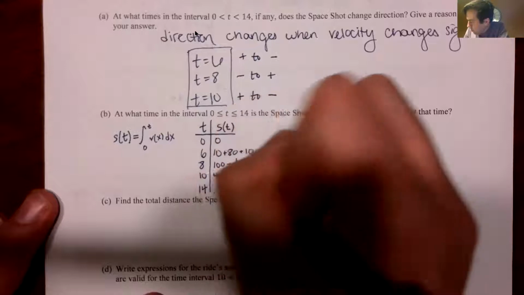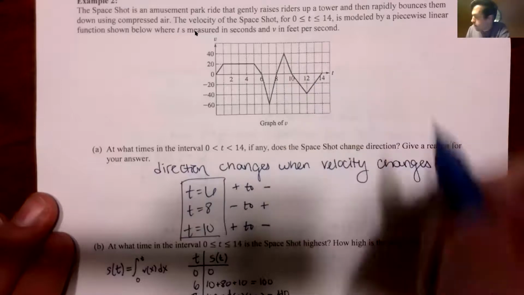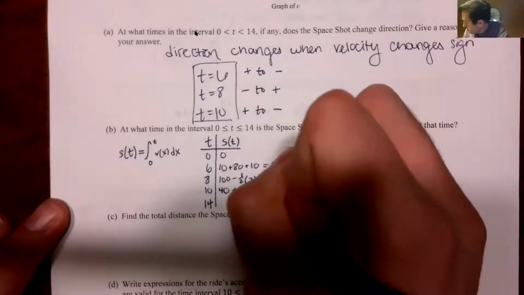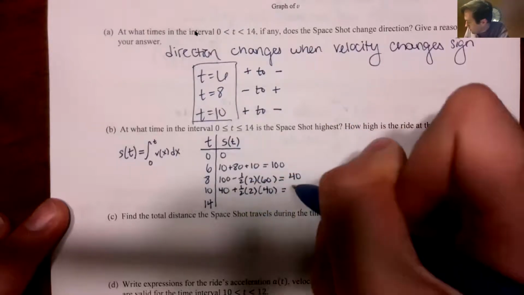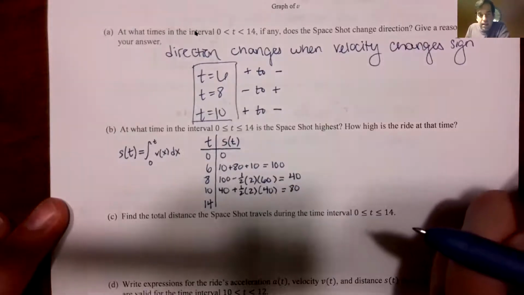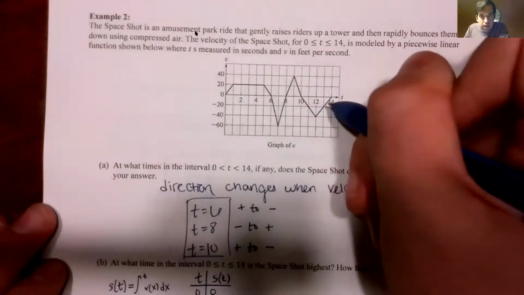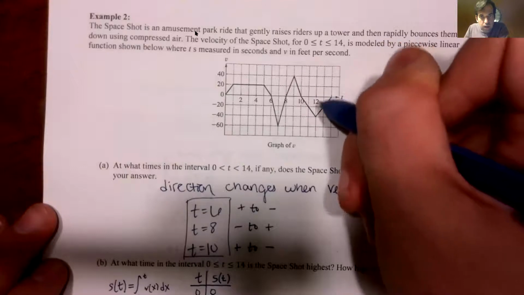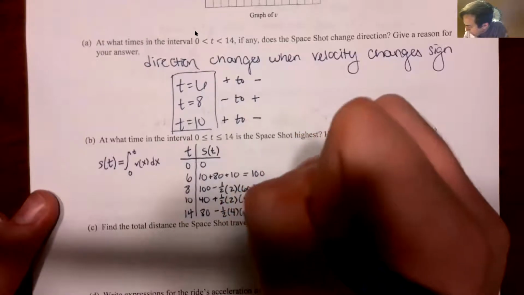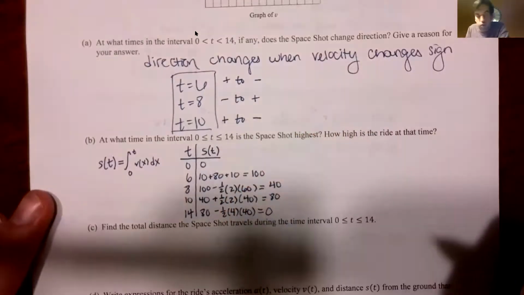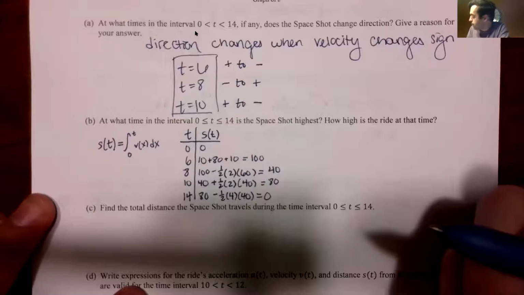At 10, we're going to start with that 40. And then we have to add this triangle. So we have a base of 2 and a height of 40. And that's going to take us up to a height of 80. And then at 14, we're going to start with that 80. And we got to subtract this whole triangle down here. So we have a base of 4 and a height of 40. And we're going to end up with 0, which is good. We ended back on the ground so that the riders can disembark, right?